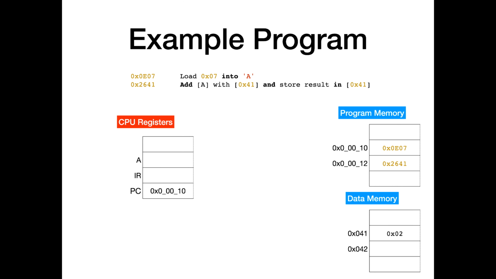This particular example program could be part of a much bigger program, okay? And what I'm showing you here is how that part of the program actually interacts with the different components or units that we've seen. So what I'm showing you here is the memory. Specifically, I'm showing you the program memory and the data memory, and I'm showing you some of the CPU registers, not all of them, but whatever is relevant for this particular program.